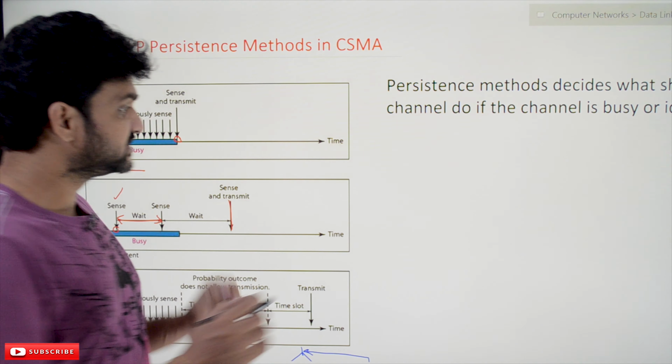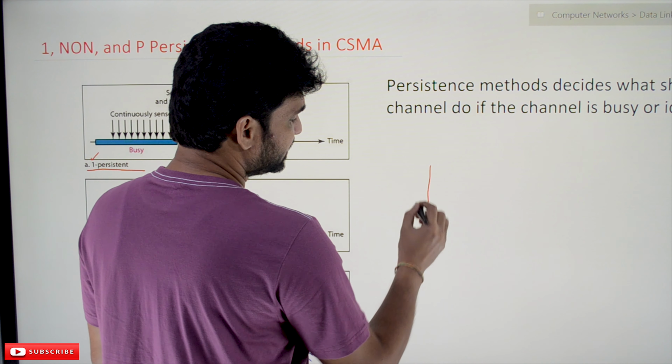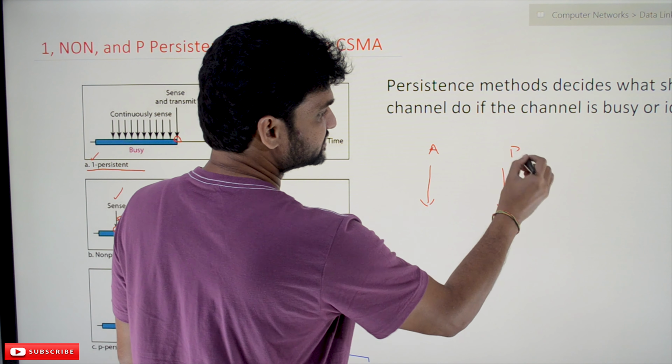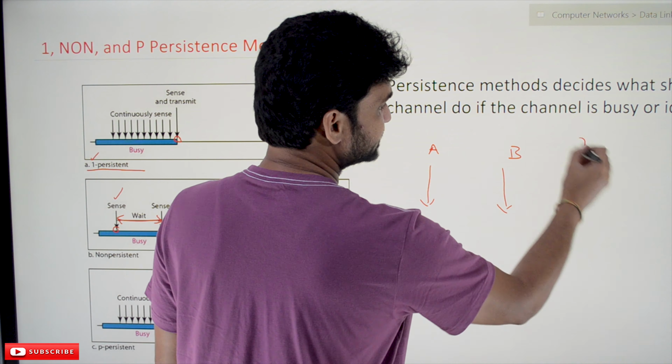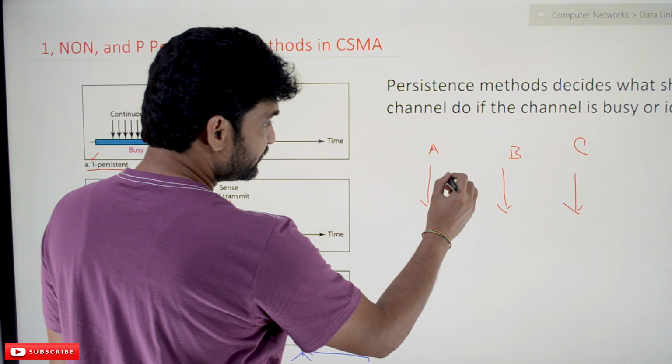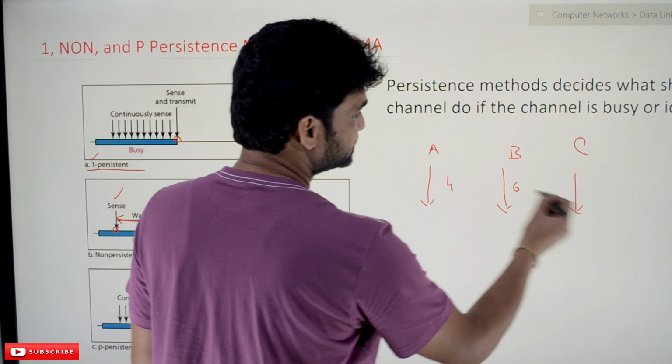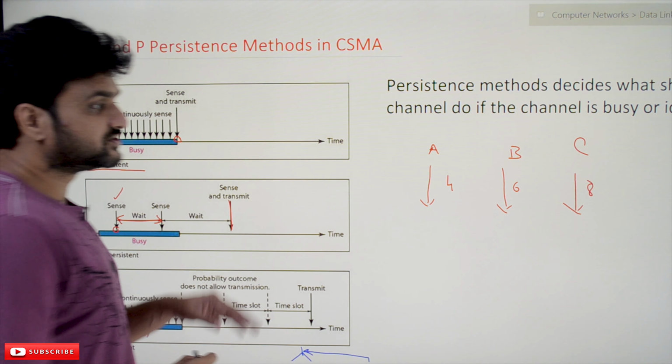What does it mean? For example, if A has sensed the channel busy, B also senses that the channel is busy, and C also senses that the channel is busy. Each is going to wait a random amount of time, for example 4 milliseconds, 6 milliseconds, 8 milliseconds.